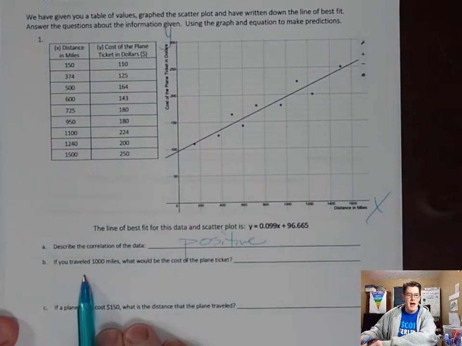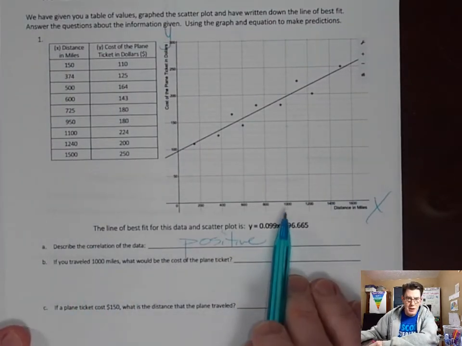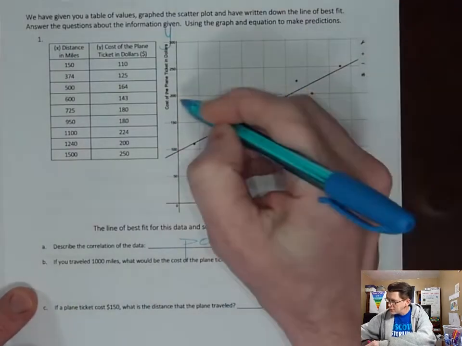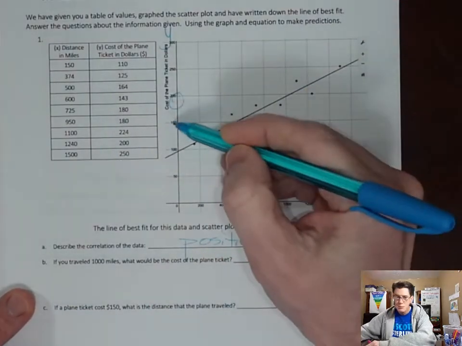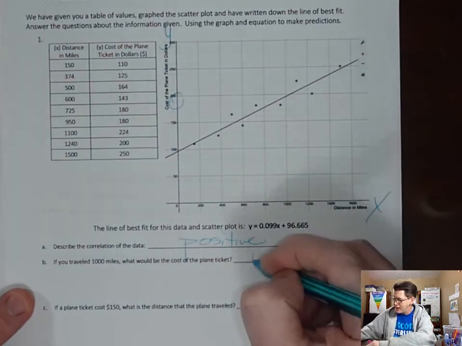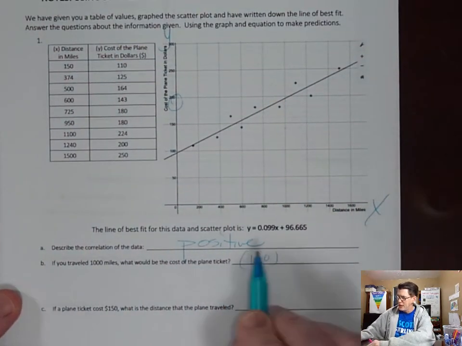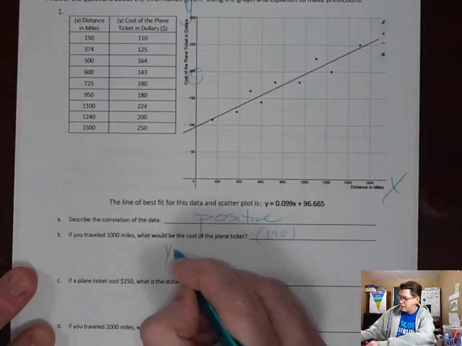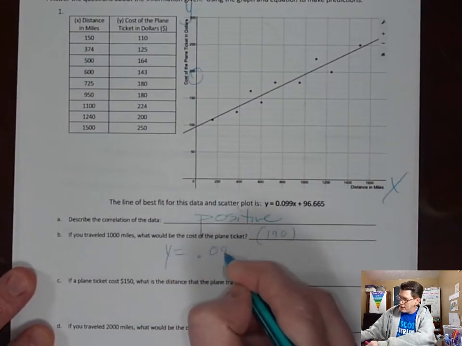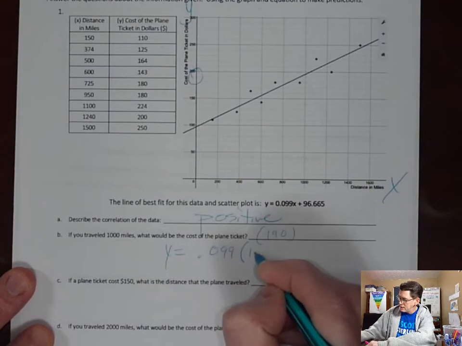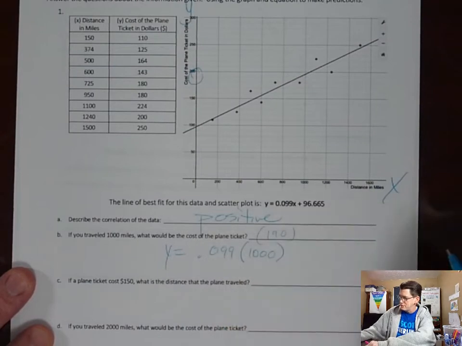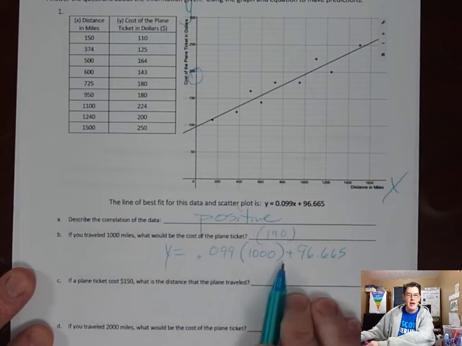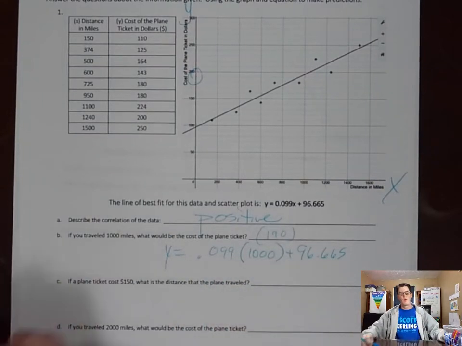If you traveled 1,000 miles, what would the cost be? Well, let's see, here's 1,000 miles. What would the cost be? It's somewhere right in there, between 150 and 200, somewhere around 190 or so. But if we put that into the prediction equation, y is 0.099 times 1000 plus 96.665. And when you enter that in the calculator, hopefully you'll get something around 190.